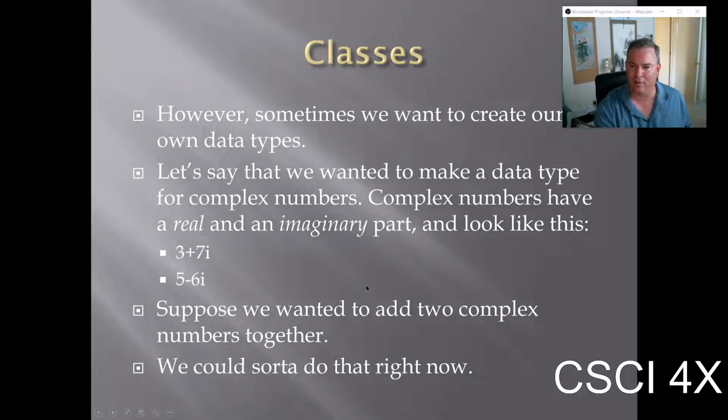So let's say that we want to make a data type that held complex numbers. And in fact, there is something that does this in the standard library. Well, let's say that we wanted to make our own for whatever reason. So complex numbers have a real part and an imaginary part. Right? You guys remember complex numbers from like Algebra 2 or something like that? You got a 3 plus 7i, 5 minus 6i, that kind of stuff. You guys remember complex numbers? You know how to add them together? So if you were to add these two complex numbers together, what do you got?